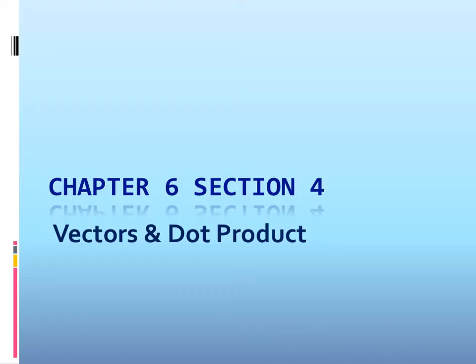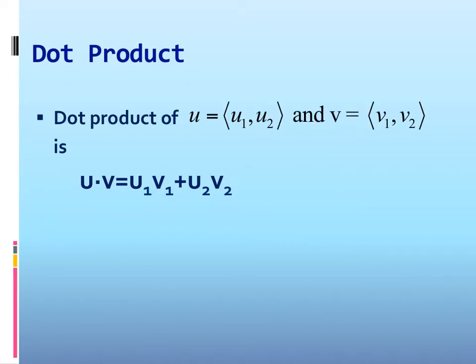Okay, 6-4 is called vectors and dot products. We're going to go a couple more concepts into vectors, including the dot product. The dot product is how we sort of multiply vectors. We don't just multiply vectors by doing the first times the first and the second times the second and leaving it. What we do is called the dot product, and the dot product is first times first plus second times second.